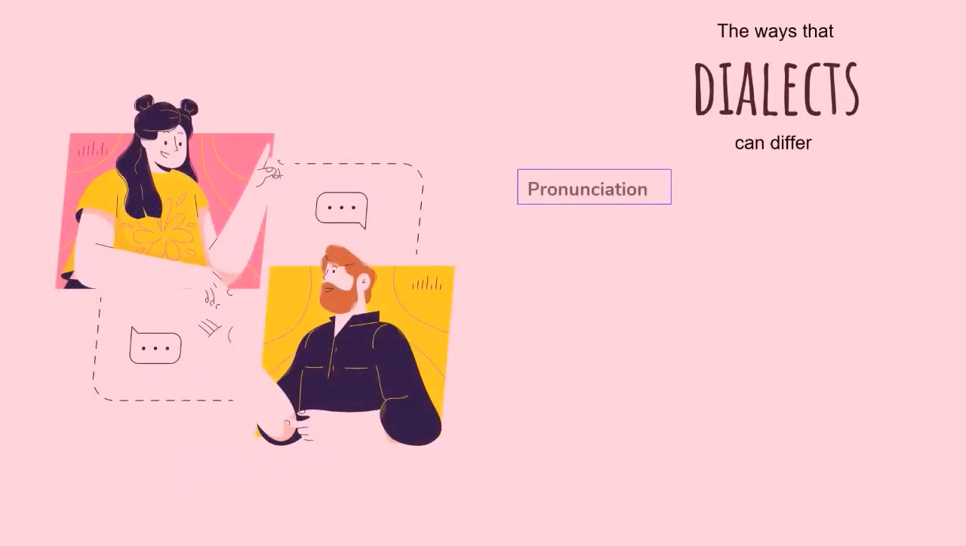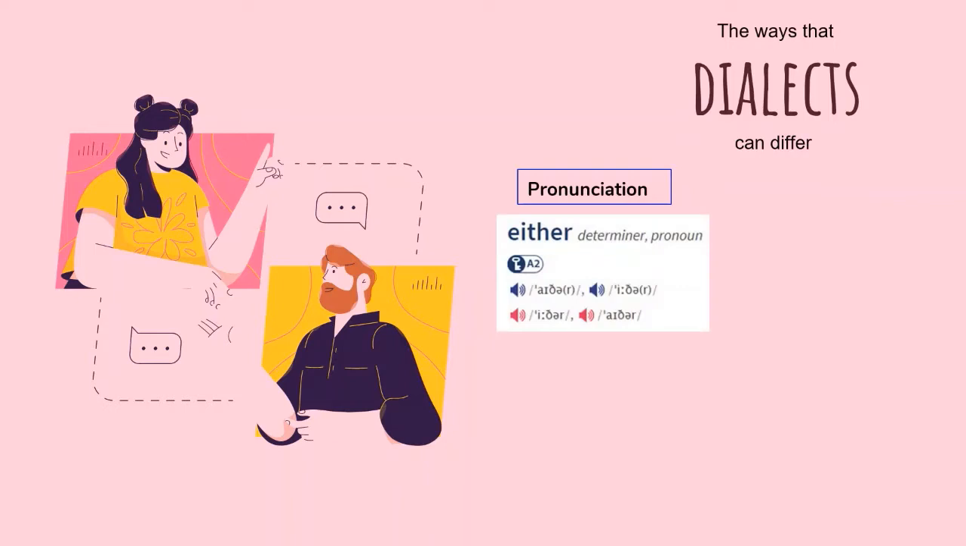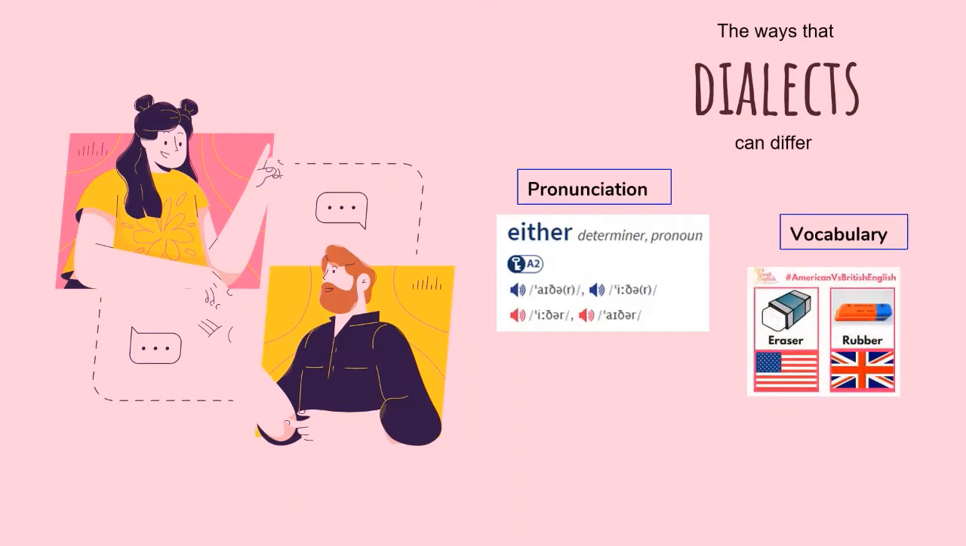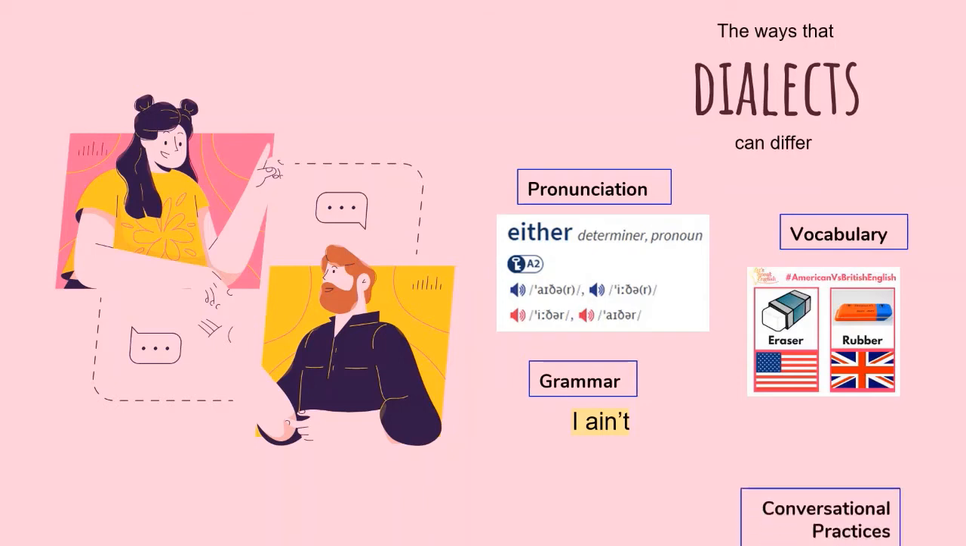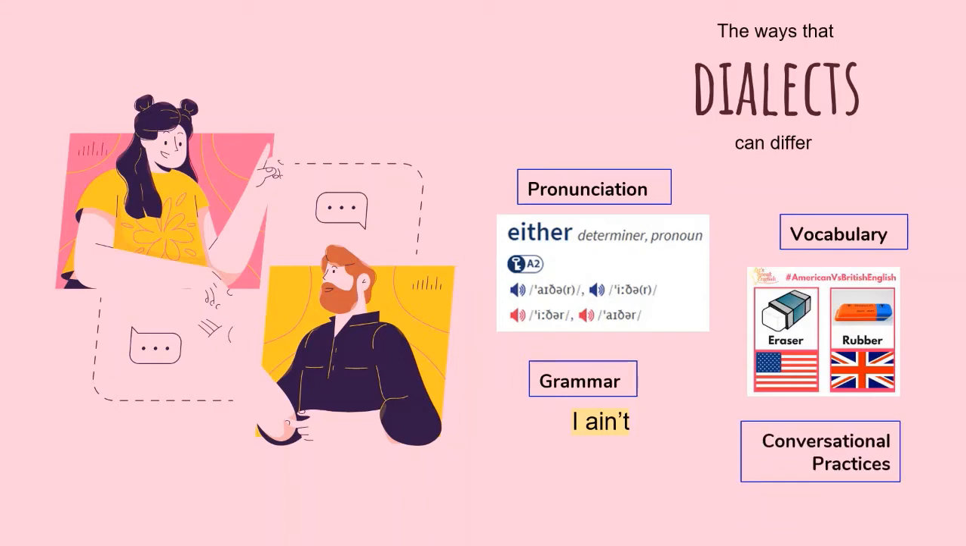The ways that dialects can differ are pronunciation. For example, we have the word "either." In American English, they say "either," but in a British accent, they say "eether." So this is a variant of the dialect. In vocabulary, the American says "eraser," but the British say "rubber." In grammar, Americans use "I ain't," like we talked about before. And there are conversational practices that also differ in many dialects.